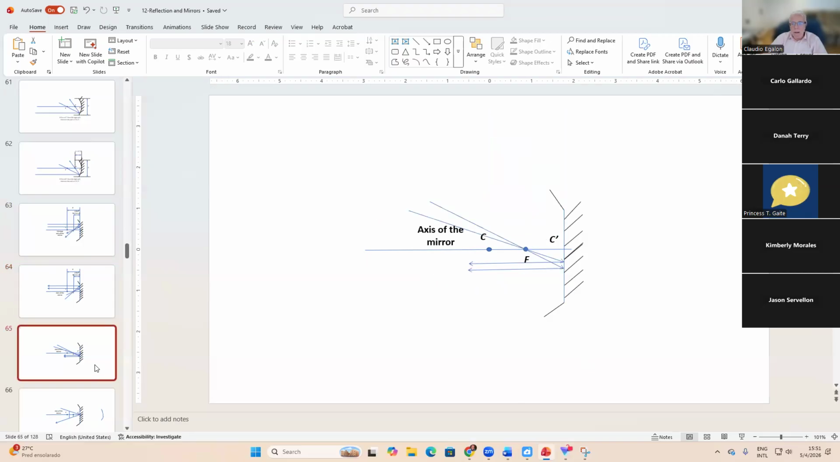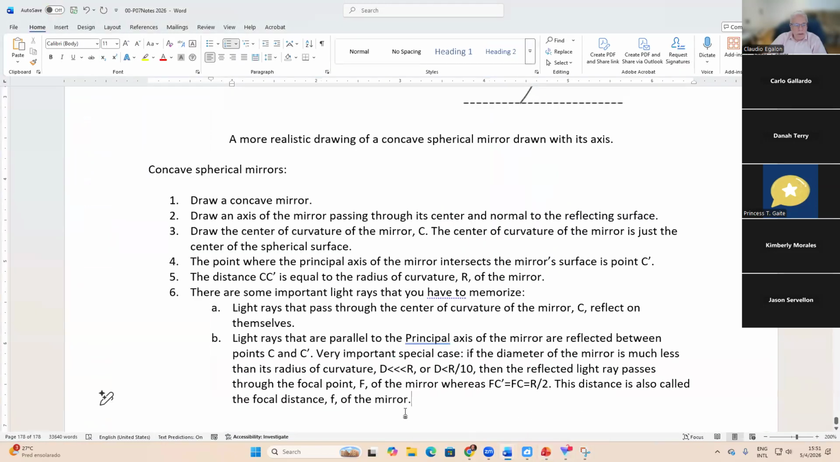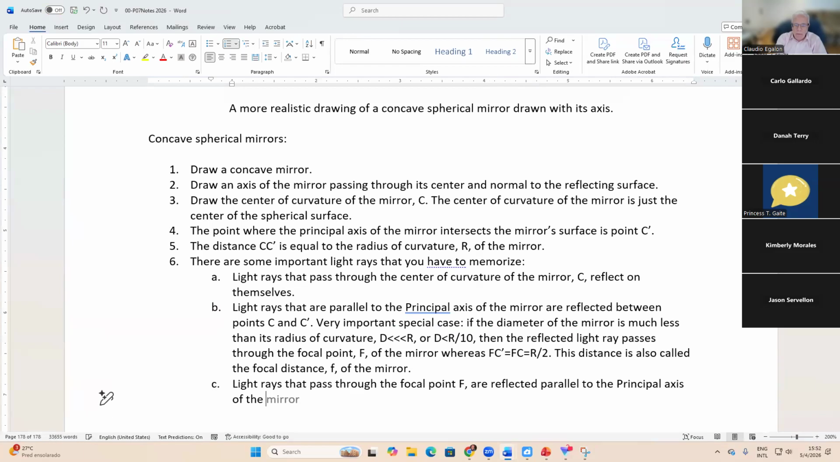Here you go. Another one, another drawing. And let's get this one here. Third light ray. Light rays that pass through the focal point F are reflected parallel to the principal axis of the mirror.